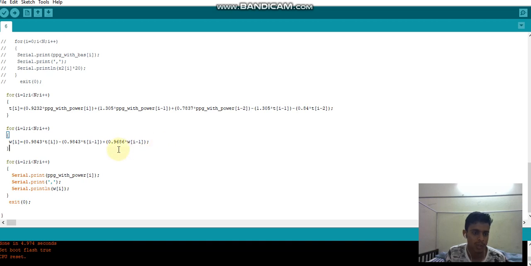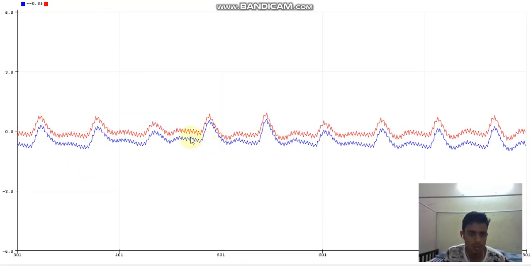Now if we plot it, we get something like this. We can see there are fewer spikes compared with the original signal; the baseline components as well as the power line signal components are both reduced. So by using the notch filter and the high pass filter, we have achieved our desired output.